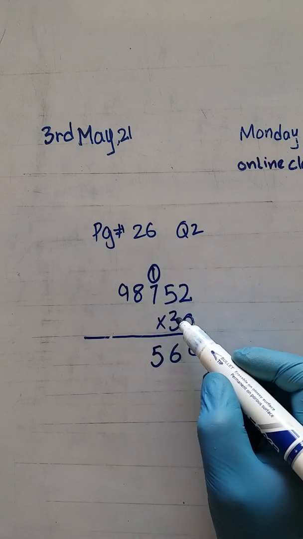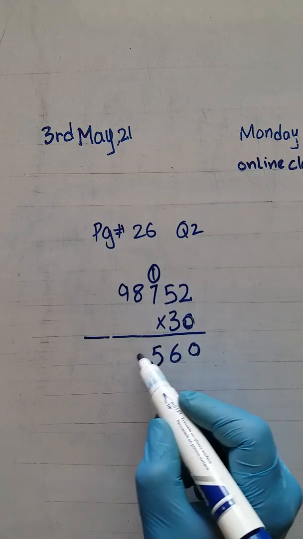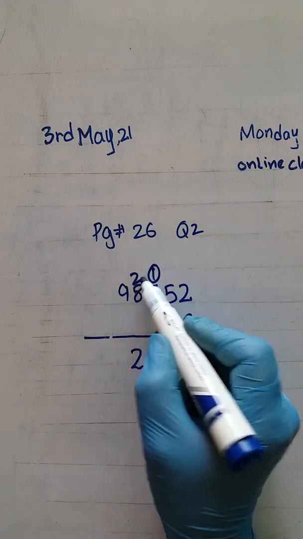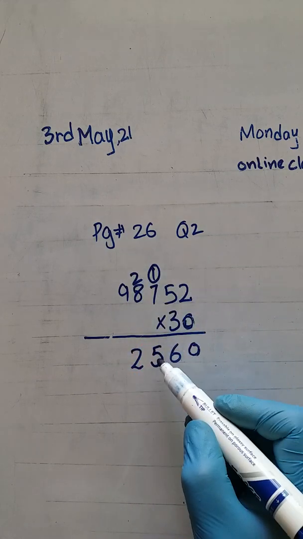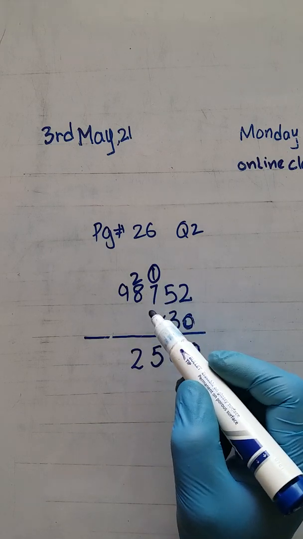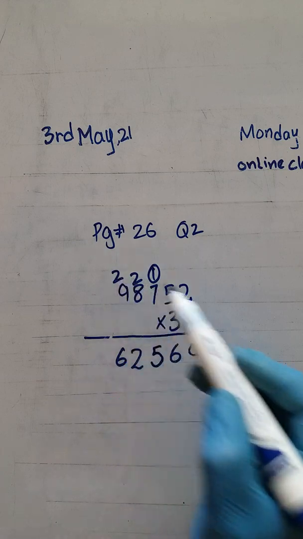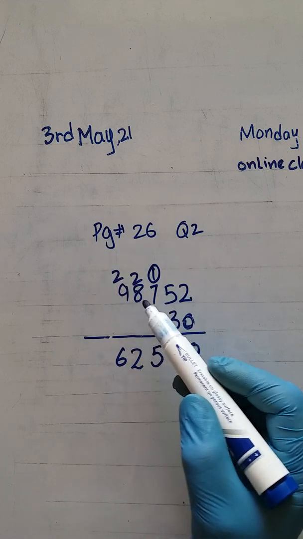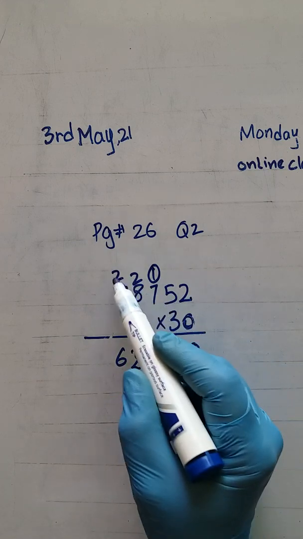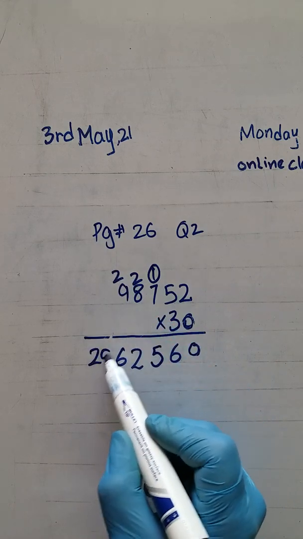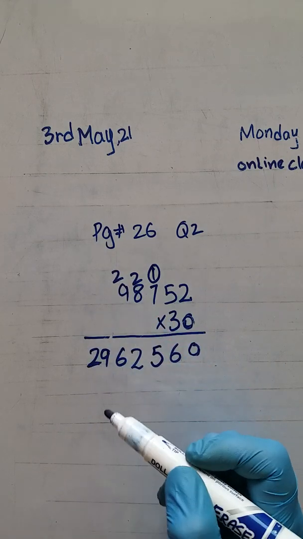3 7s are 21 and 22, 2, again 2, 3 8s are 24, 25, 26, again 2 carry, 3 9s are 27, 28 and 29. So this is your answer.